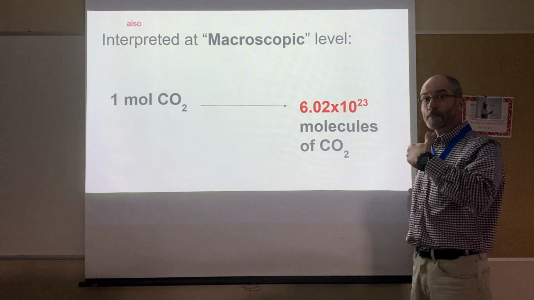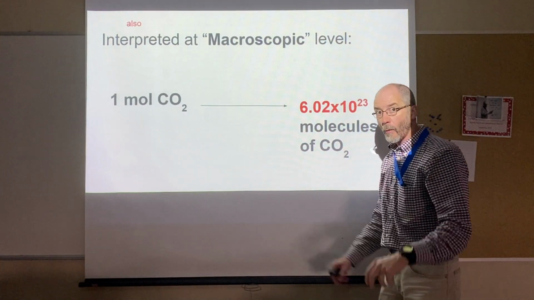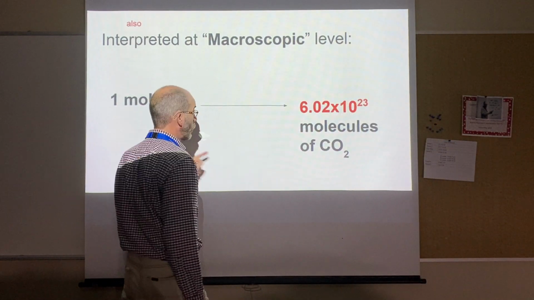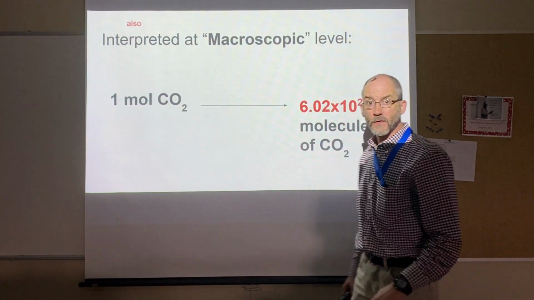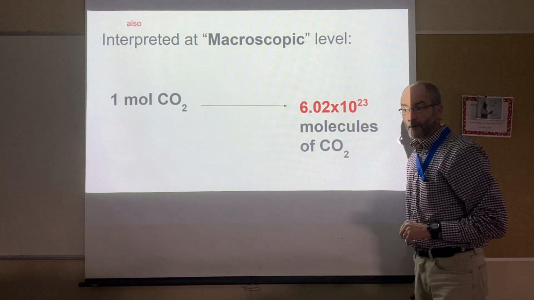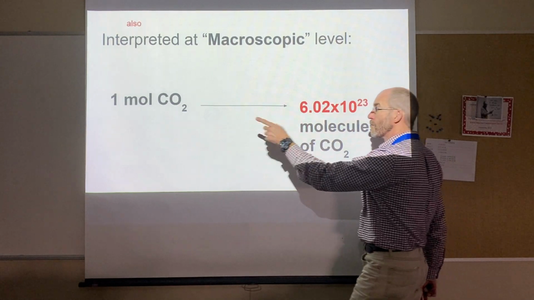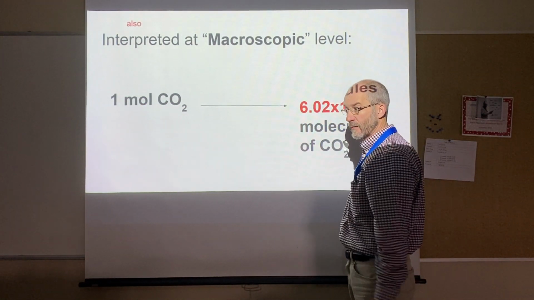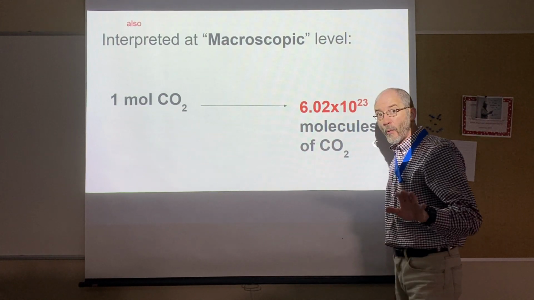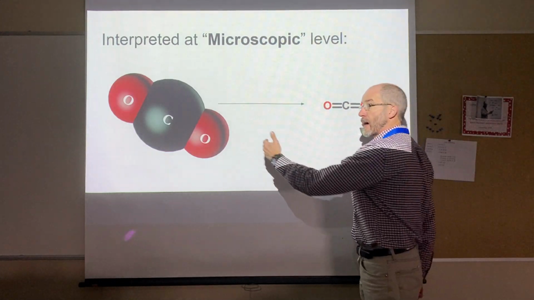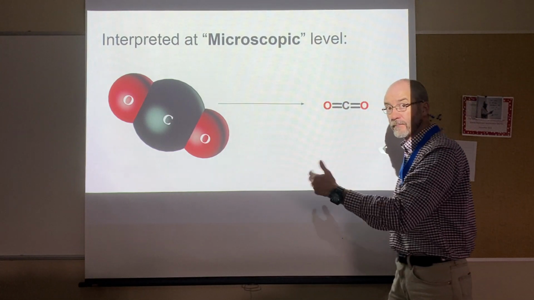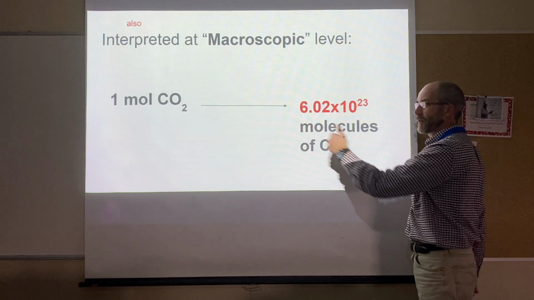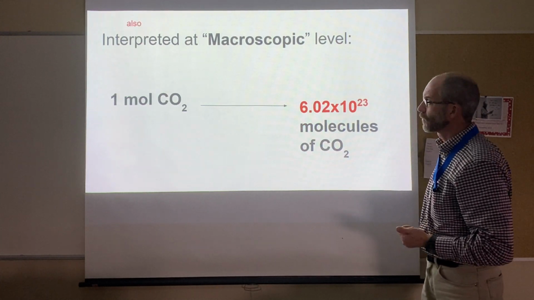Or we could look at a mole. Well, why would the mole be the macroscopic? Well, because we know that 1 mole is 6.02 times 10 to the 23rd, Avogadro's number. So we know that 1 mole is actually a pretty big number, all right? But it has to be a big number because they're so small. But the point is, we can interpret this at the microscopic level, molecular level, atomic level, or we could interpret it at the mole level, okay?